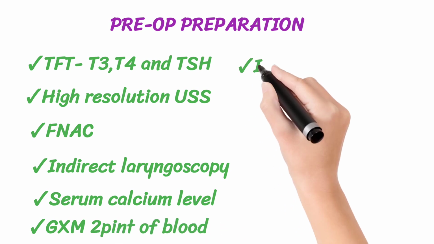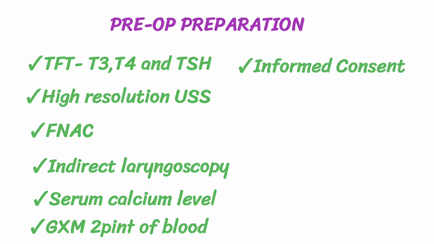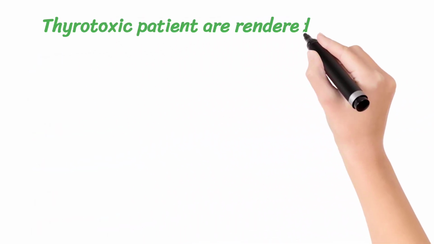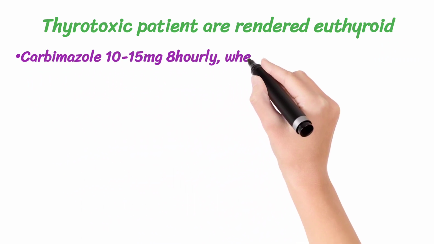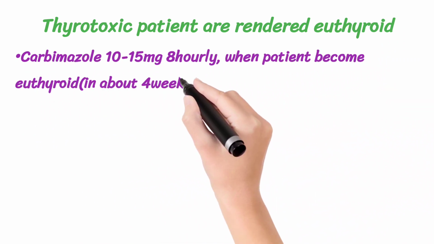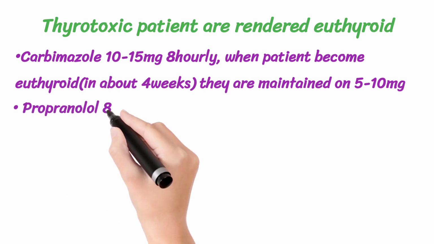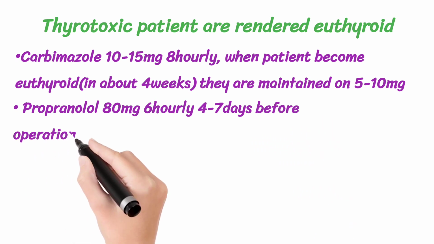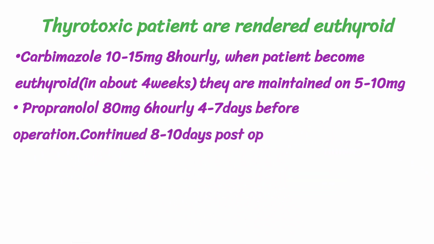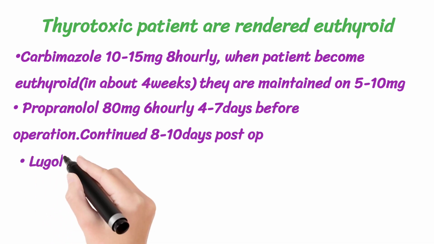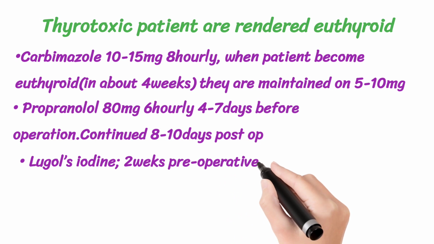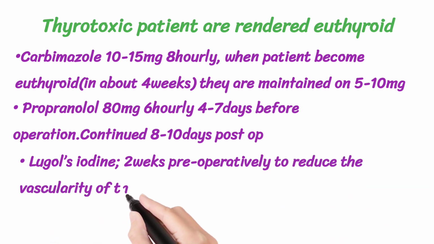So if your patient is hyperthyroid, then you have to render this patient euthyroid. How do you do this? You give carbimazole 10 to 15 mg 8 hourly until the patient becomes euthyroid, in about 4 weeks, then you maintain the patient on 5 to 10 mg. You give propranolol 80 mg 6 hourly, 4 to 7 days before operation, and then you continue 8 to 10 days post-operation. In addition, you give Lugol's iodine 2 weeks pre-op to reduce vascularity of the gland.